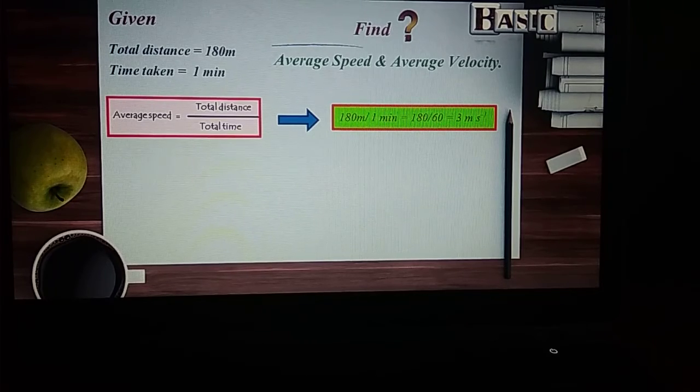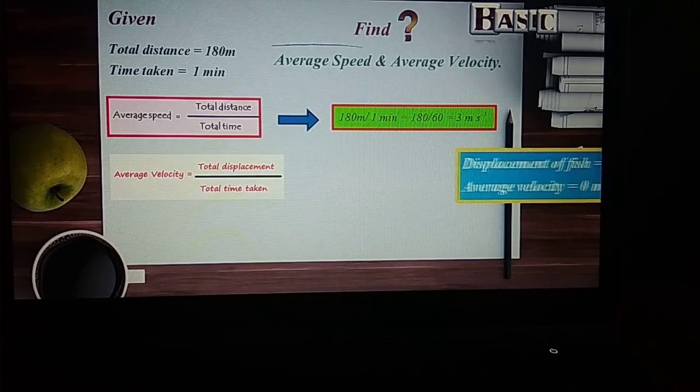So here distance is in meter and time is in minute. So we have to convert minutes into seconds. So 180 divided by 60. 1 minute is equal to 60 seconds. That is 3 meter per second. Now average velocity, that is total displacement divided by total time.